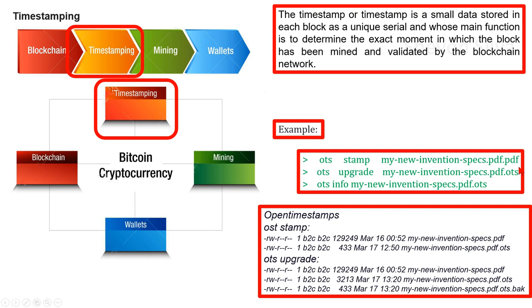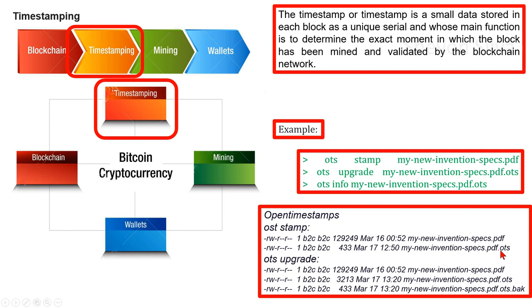Here we are executing this command: ots stamp my-new-invention-spec.pdf. The program will take whatever document you give it, whether a PDF or a large video, hash it and send the hash to their servers. The servers will aggregate many hashes from many clients within a certain period of time, using a cryptographic structure called a Merkle tree, into a single transaction.